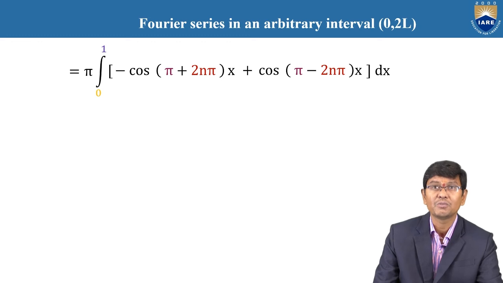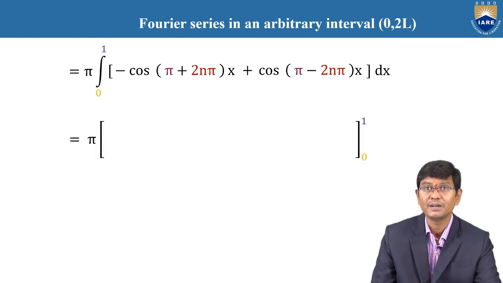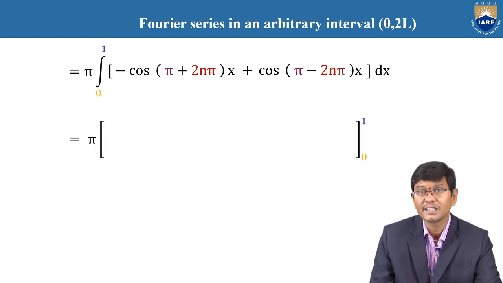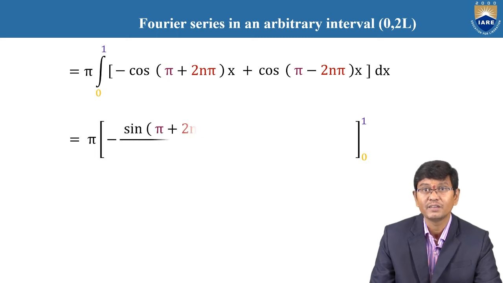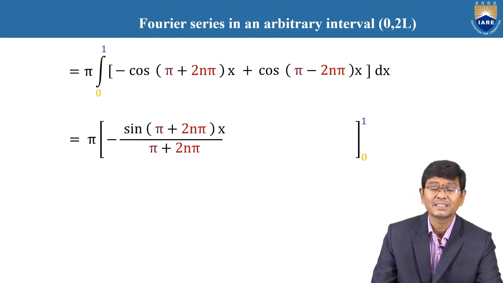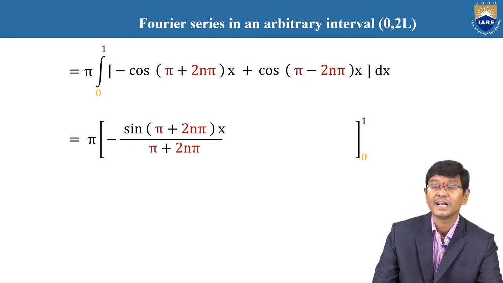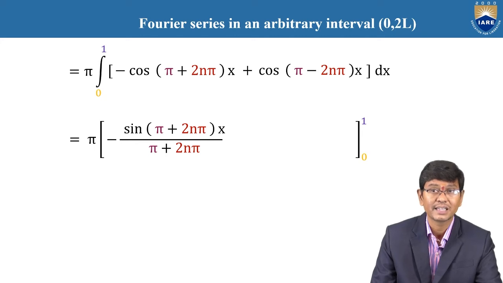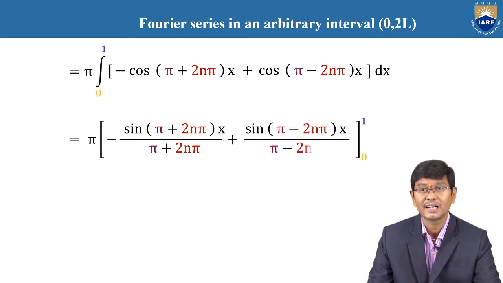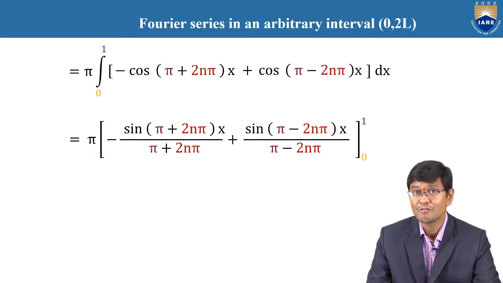Now we need to find out the integration of the part, that is pi into, first, the integration of cos is sine. Therefore, the first term is minus sine of (pi plus 2n pi) into x by (pi plus 2n pi). And again the second one also, the integration of cos is nothing but sine of (pi minus 2n pi) into x by (pi minus 2n pi), between 0 and 1.